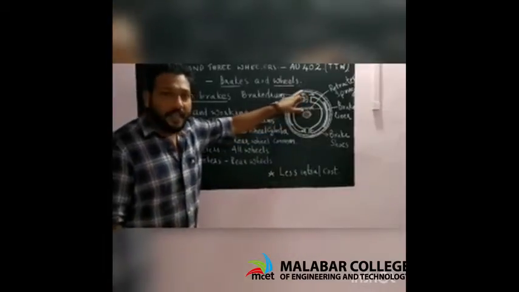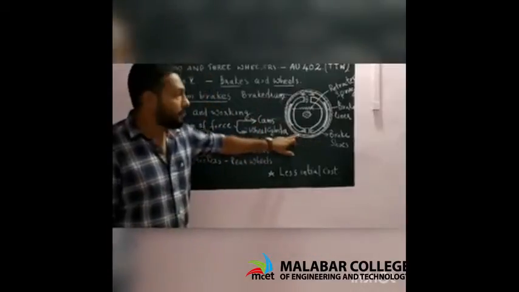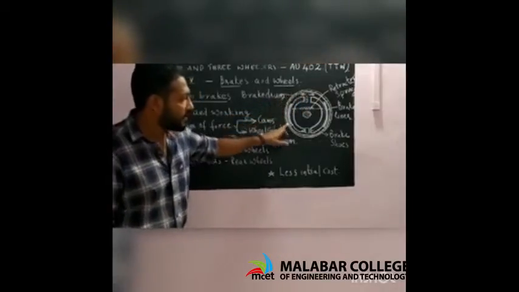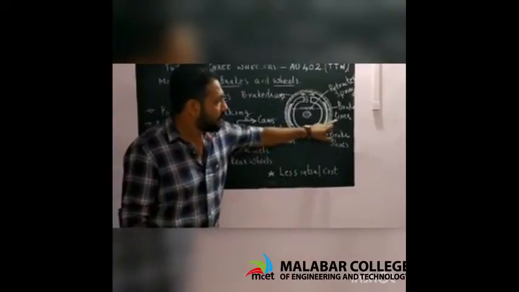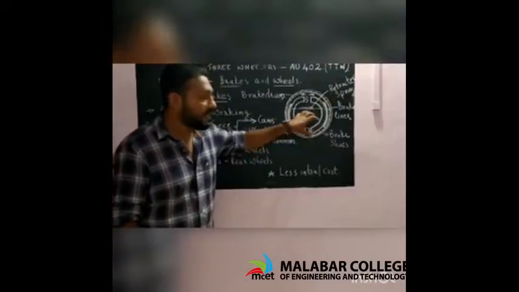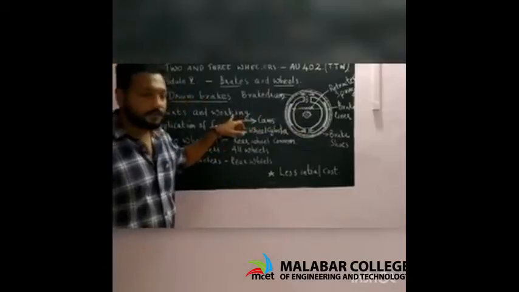So this is the schematic diagram of a drum brake. These are the parts of a drum brake. The brake drum, that is the outermost shell, we can see is the brake drum. Brake shoes, brake liners, retractor springs. These are the major components of a drum brake. Okay, we can see the working.